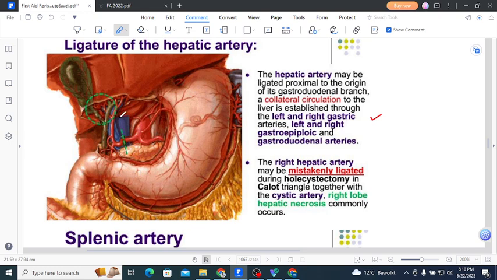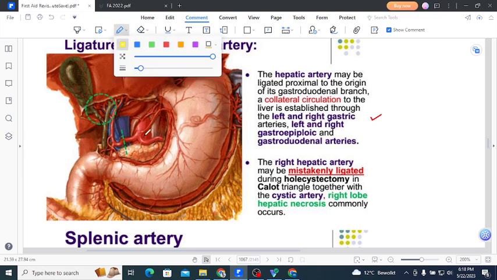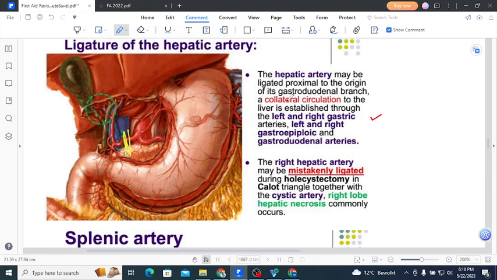So if we are going to ligate the hepatic artery, suppose we ligate it over here, proximal to the origin of the gastroduodenal branch, a collateral circulation of the liver is established through the left and right gastric arteries, because the right gastric artery is coming like this and the left gastric artery is coming like this. The blood will move from the left gastric artery into the right gastric artery, and then from the right gastric artery into the proper hepatic artery, going all the way to the liver. So we can ligate the common hepatic artery there without compromising the blood supply to the liver.